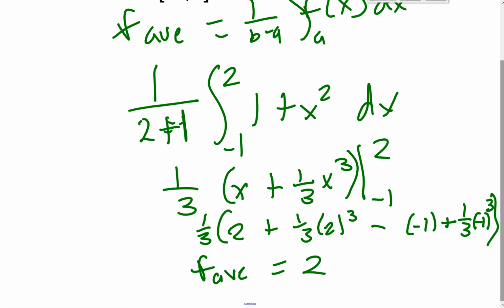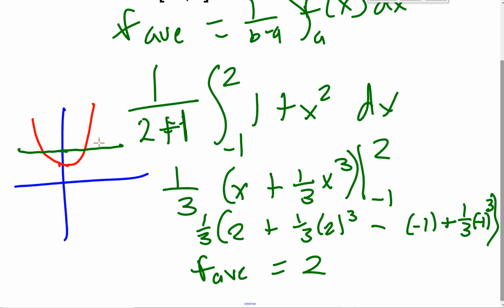So this graph looks something like this. All right, it looks something like that. So the average value that runs through here is 2. So there's 1, 2. This is my average value right there, which is 2.